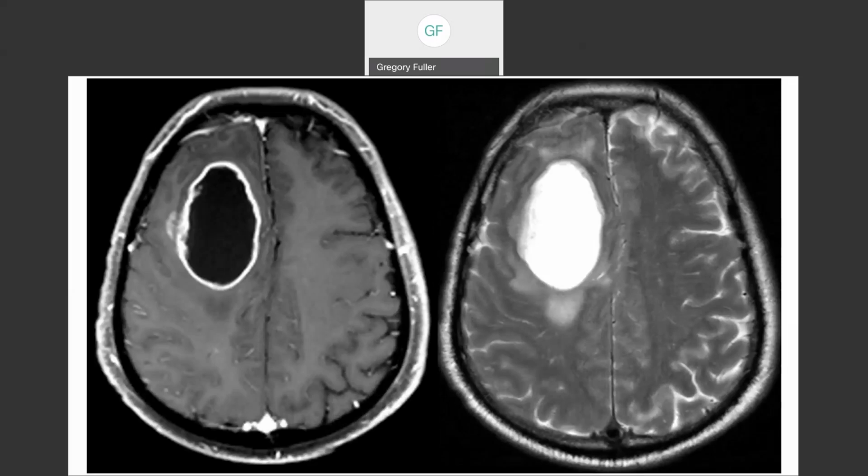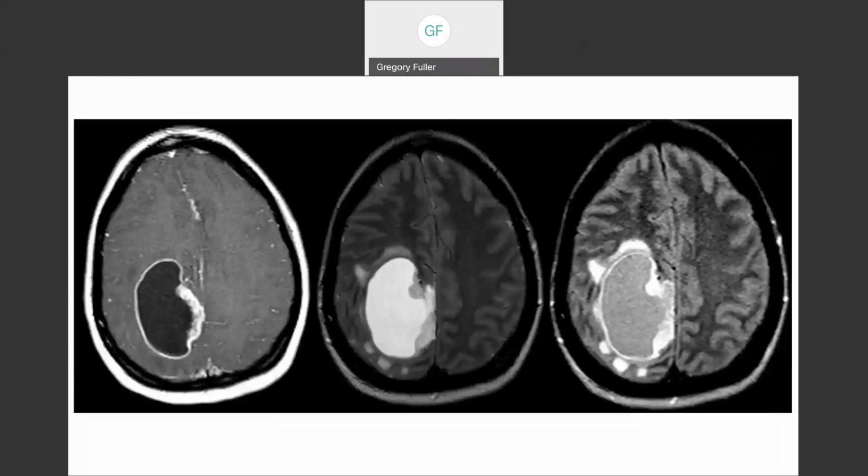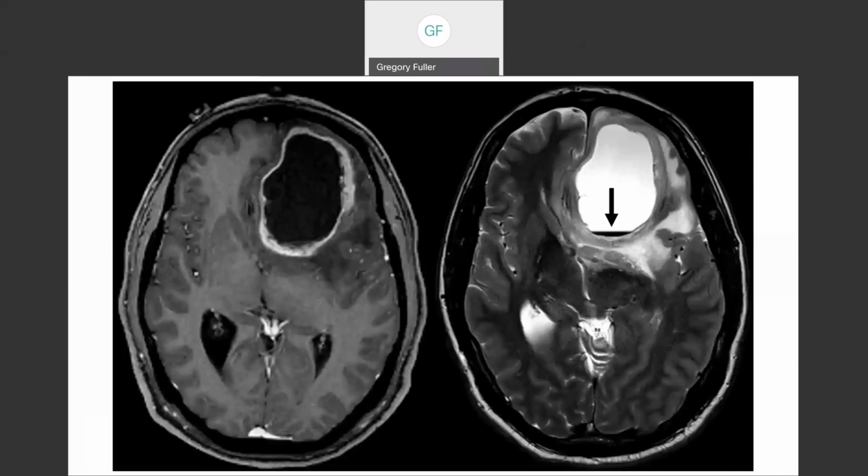Getting a little bit messy here. It's going outside the ring. We can also see that reflected in the T2, messier and thicker. What I'm doing here is transitioning to more complicated cases. Oh, this case, I love this case. What's going on with the arrow?